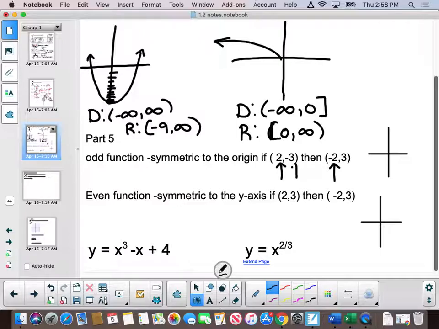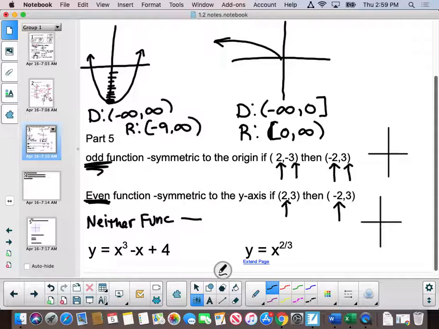If these y values end up being opposites of each other, then it's an odd function. An even function, you're doing the same thing, still using x values that are opposites of each other. But if your y values end up being identical, then it's an even function. And then there was another one called a neither function. Do you remember the neither function?